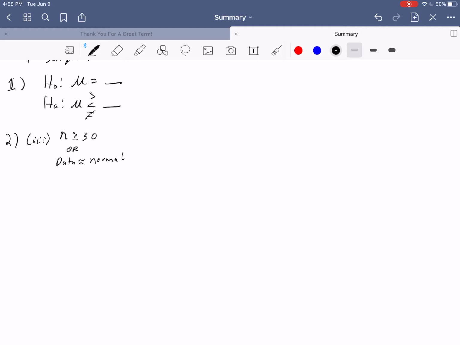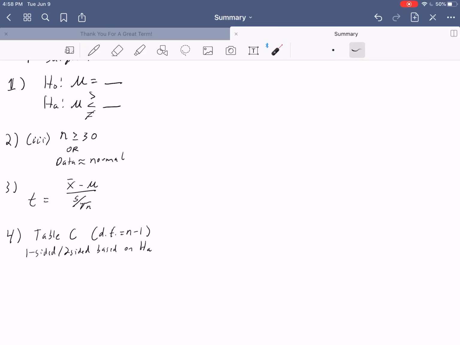Let's talk about the test statistic. The test statistic here is t equals x bar minus mu over s over root n. That means that when you do the p-value step, you need to use table C with degrees of freedom equal to n minus 1. And remember, you use one-sided or two-sided based on HA, based on your alternate.